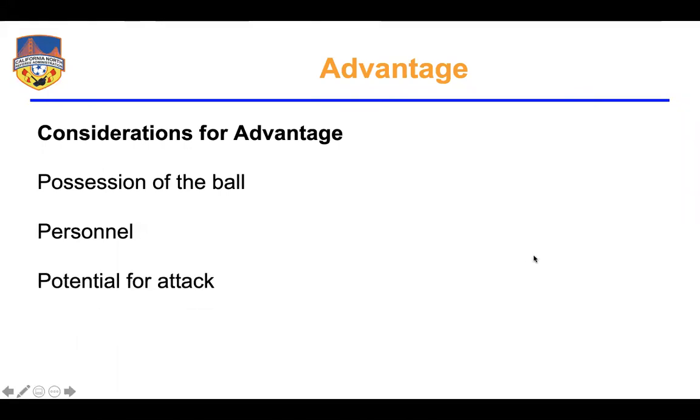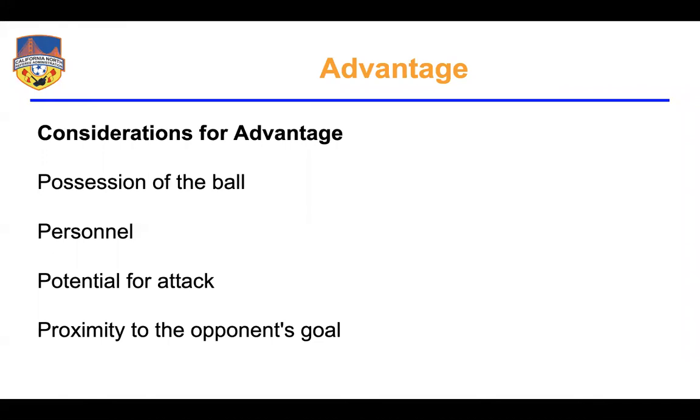The next is the potential for an attack. This is the most subjective, but the most important. We have to think about how much potential for an attack there is. Again, there's going to be a personnel element to it. Are they outnumbered or do they have a numerical advantage? Are there options? How far from the goal are they? Those kinds of things are a little bit more subjective, but things that we need to think about.